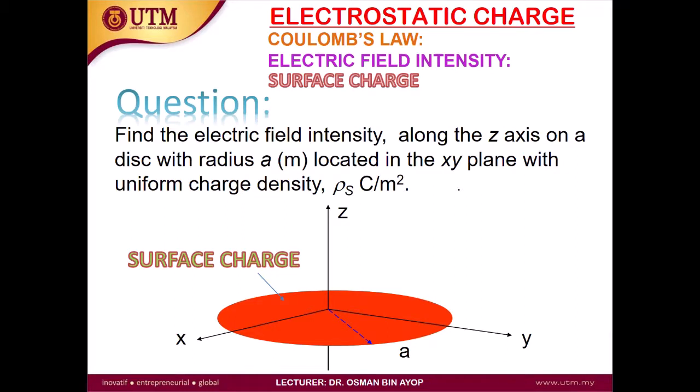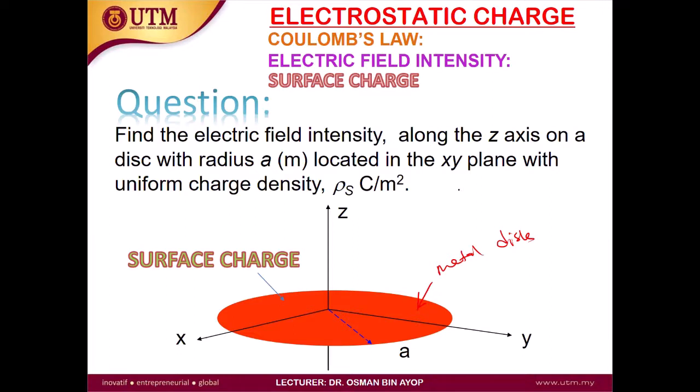Okay, we have a circular shape, except we have a surface charge. Let's say this is a disc, a metal disc, containing uniform charge density. Let's see the question here. Find the electric field intensity along the z-axis on a disc with radius a located in the xy plane with uniform charge density rho s coulomb per meter squared. So everything is the same except our charge system is changed into surface charge.